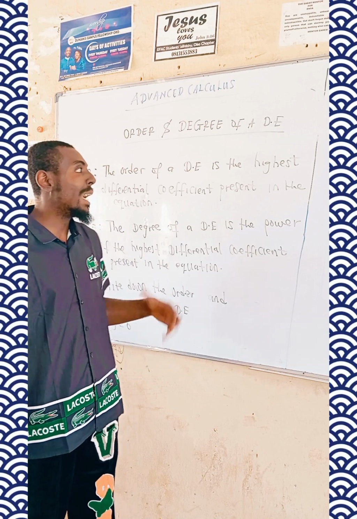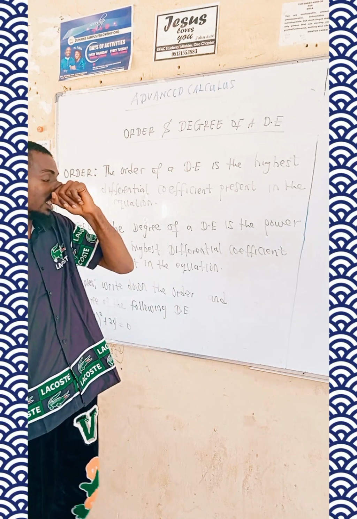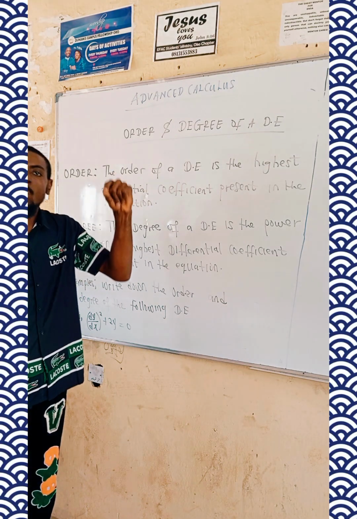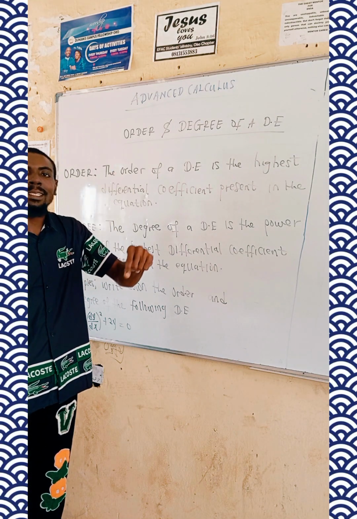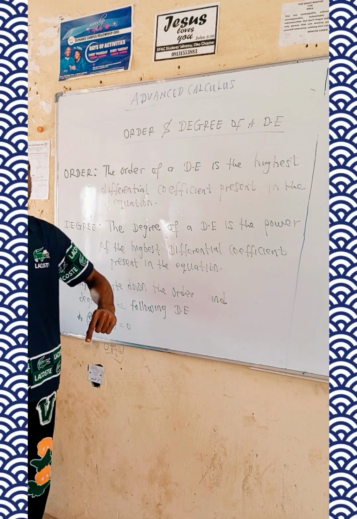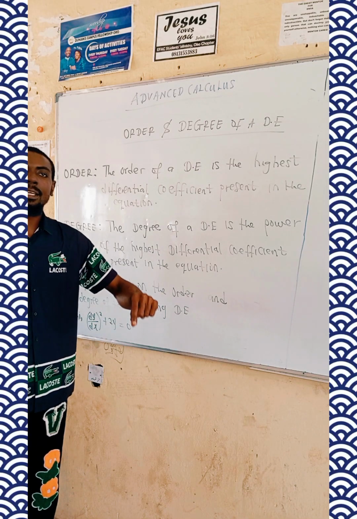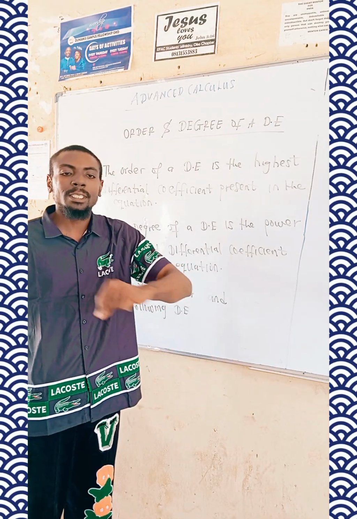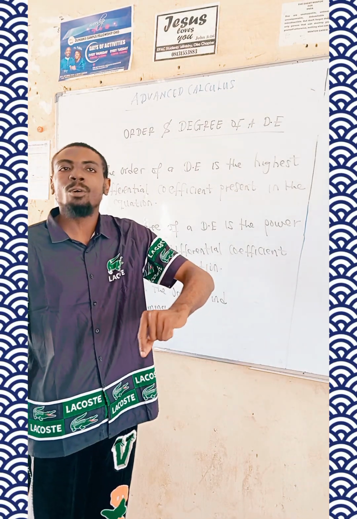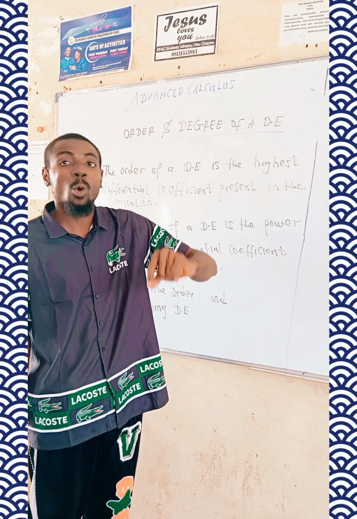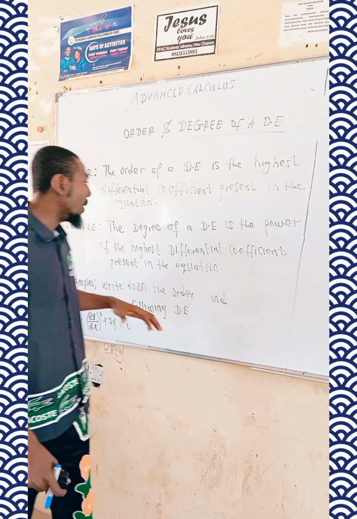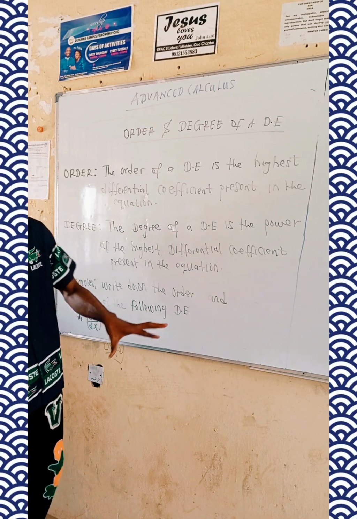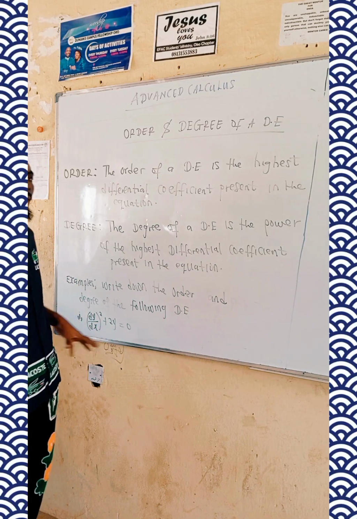So when we talk of the highest differential coefficient present in the equation, we talk about the highest order present in that particular equation. So if the highest order in a given differential equation is 2, that's the second derivative is the highest, it means that the order of that differential equation is order 2. Okay, let's talk about the degree. Let's take down some little examples.